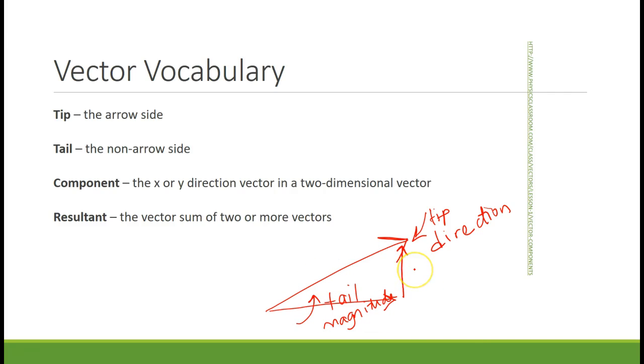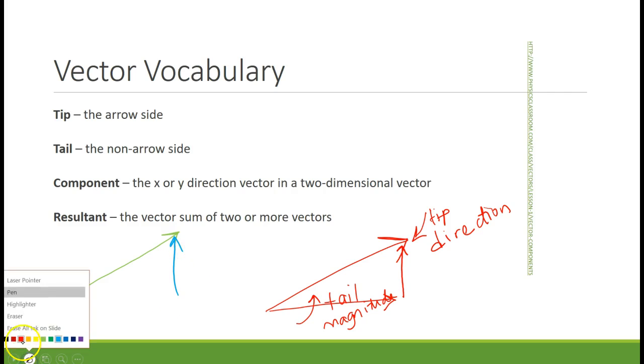Now, I've done this all in the same color, but throughout the rest of this, when I draw things with vectors, I do color code. Now, resultant is if you add together two or more vectors. So resultant will always be green, the y direction for me will always be blue, and the x direction will always be red. That way I can keep them straight.